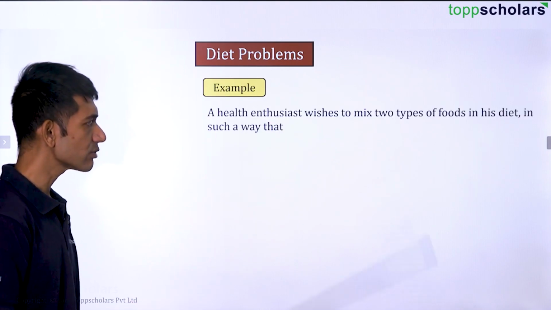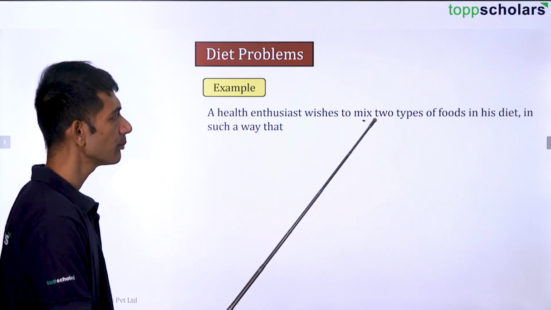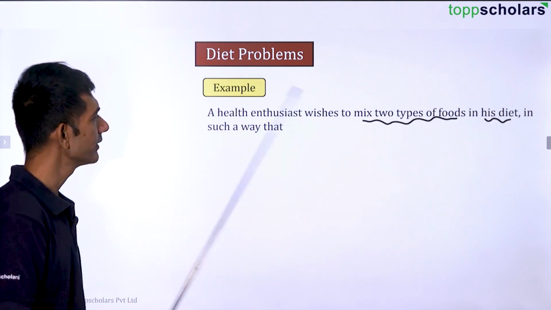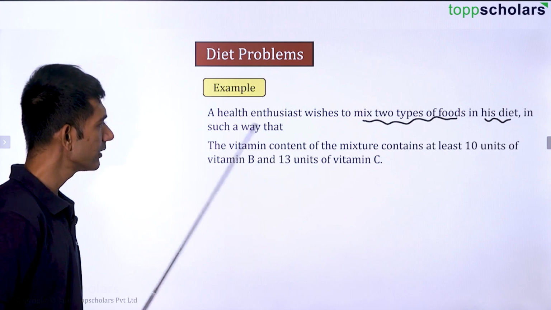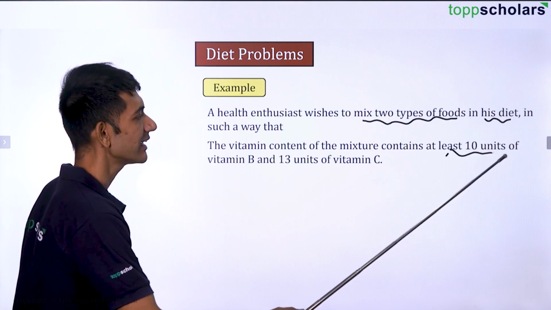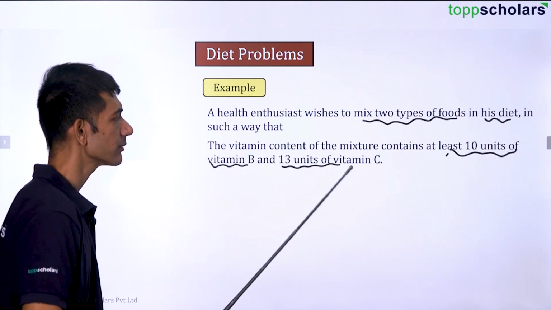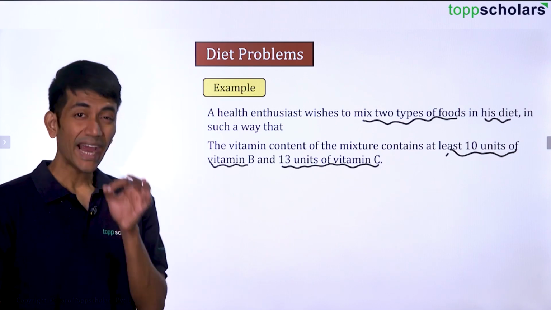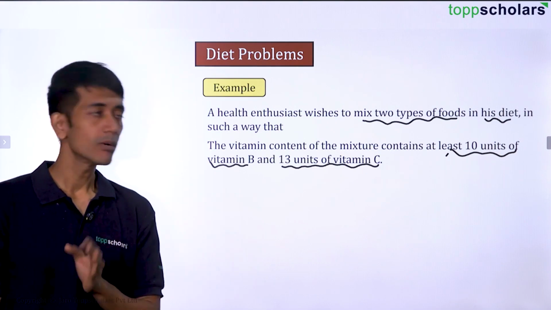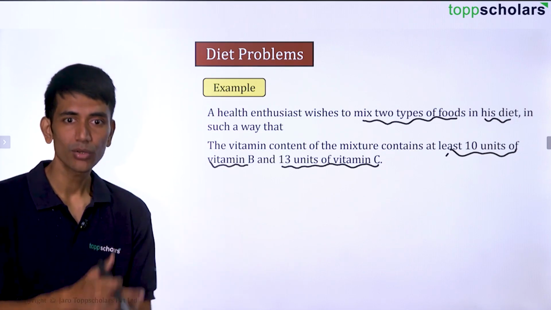So there is a health enthusiast. He or she wishes to mix two types of foods in his diet. Okay, he's a person, he's a guy, in such a way that the vitamin content of the mixture contains at least 10 units of vitamin B and 13 units of vitamin C. At least, that means a minimum of 10 units of vitamin B is needed and a minimum of 13 units of vitamin C is needed. So we need greater than this. We need more than this, right?